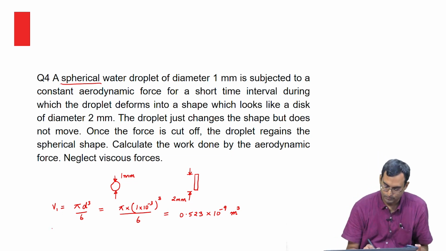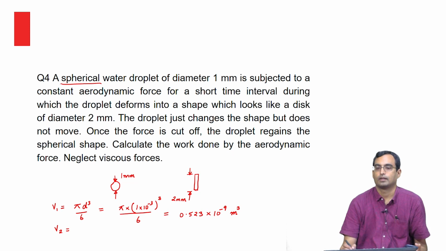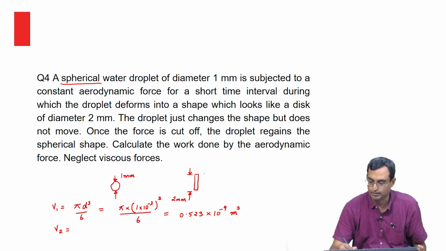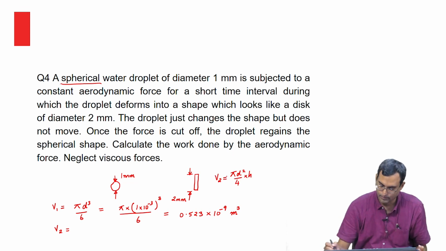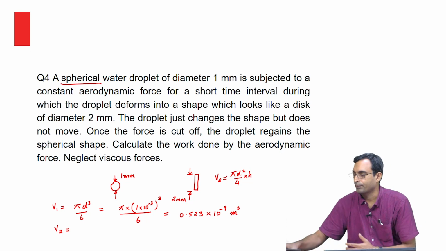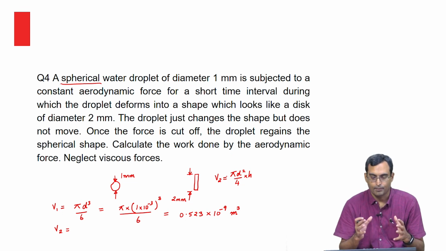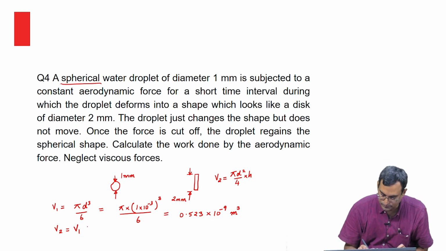So, the final volume, let me call it V2, would be the volume of this disc. This is a cylindrical disc. So, its volume would be given as pi r square into height, or pi d square by 4 into height. And we have a liquid here. Liquids are what are called incompressible, which means that the volume cannot change. If you take an amount of liquid, you can change it into different shapes, but the volume of all of the shapes should be the same. So, V2 should be equal to V1, and that is equal to this value.